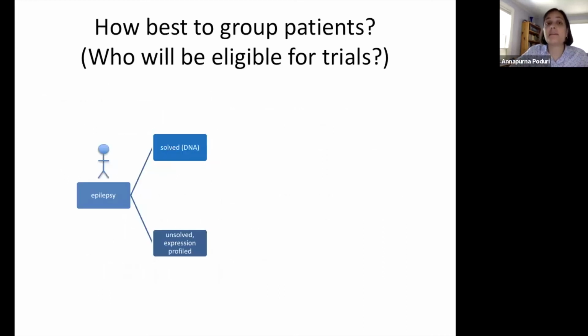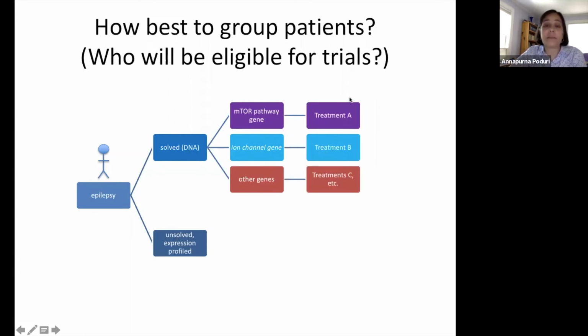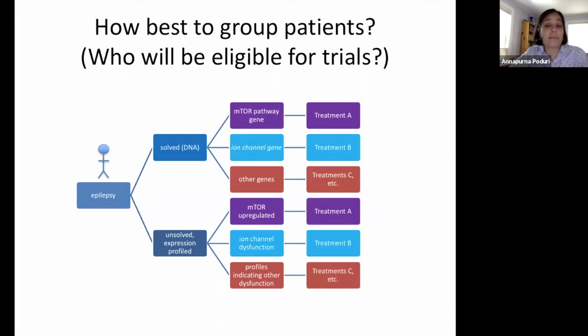So what I think we'll be able to do is not just say we've got epilepsy and it's either solved or unsolved, but we'll be able to say if you're solved, you'll fall into either an mTOR pathway or an ion channel gene pathway or something else. And if you're in one of those pathways, you'll have a corresponding treatment. Whereas if you're unsolved, maybe we can do expression profiling. Let's look at the RNA if the DNA is not giving us the answer and put people into the same categories and offer the same treatments.